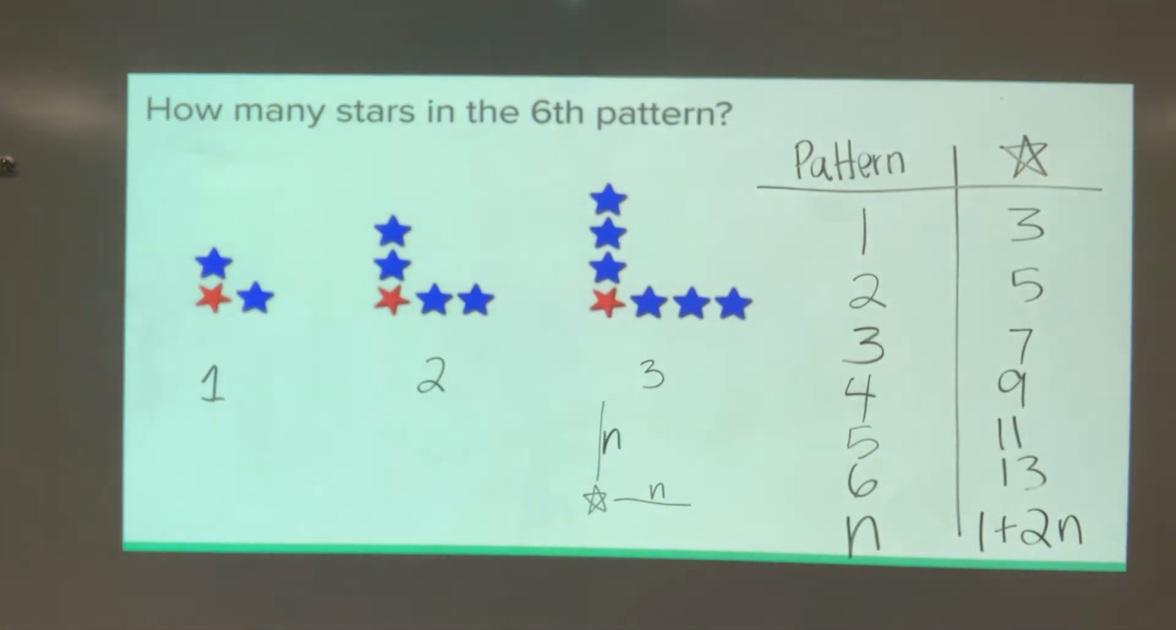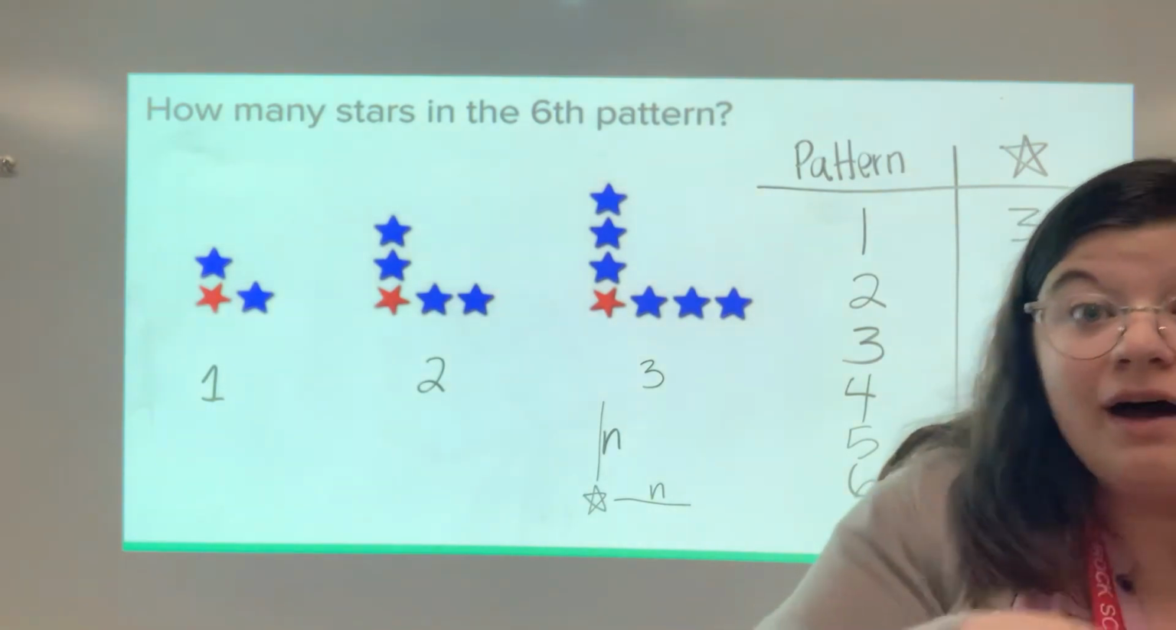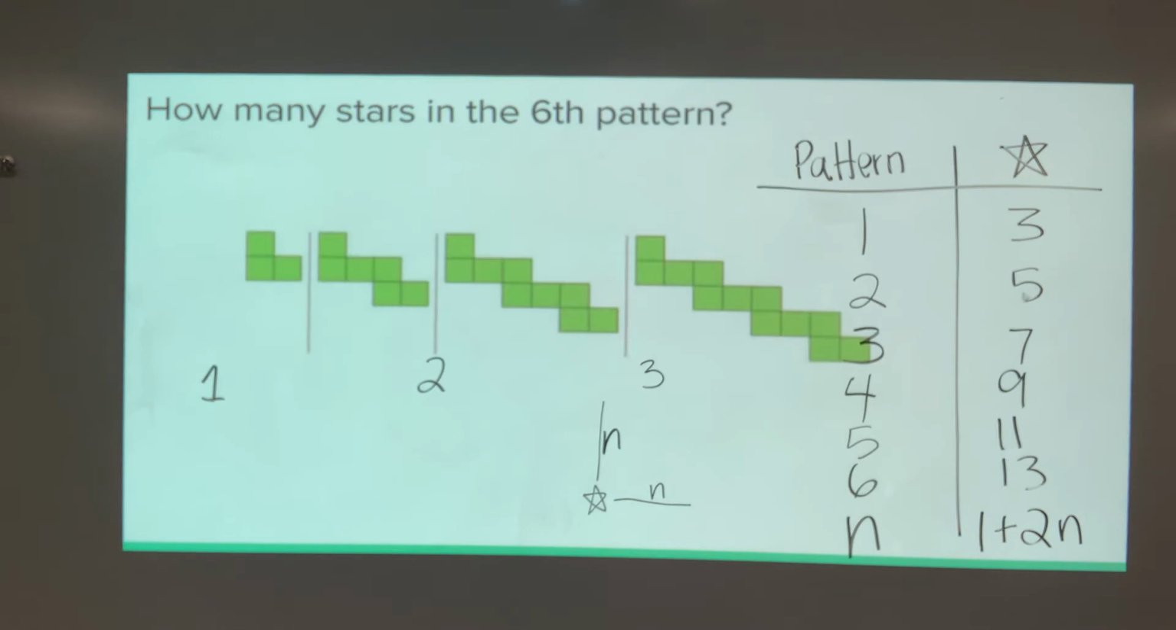So we were able to answer the question, and we were also able to provide a mathematical expression for any number. So if I said I wanted to know the 100th pattern, you could say, okay, I'm going to plug n equals 100 into my expression and say, all right, 1 plus 2 times 100, so 1 plus 200, 201 stars would be in the 100th pattern. Let's do another example.